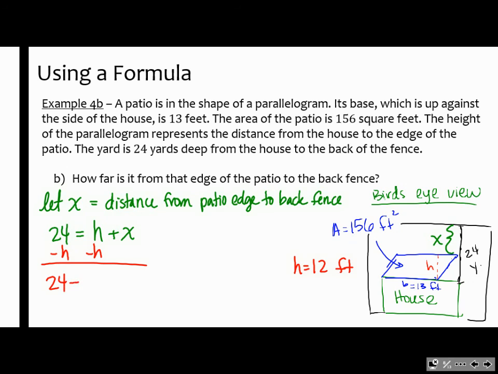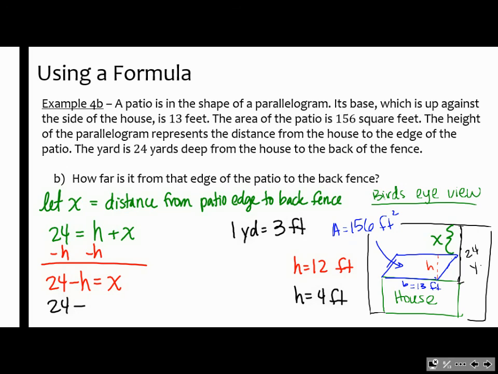So 24 subtract the height of the patio will give me the distance from the patio to the fence. And we'll make our substitution 24 minus, not 12. 24 is yards and 12 is feet. So there are, in 1 yard, 3. Is that right? Hold on. I'm going to look that up. Yes, that's right. All right, so if I want to know how many yards the height is, I'm going to simply divide by 3, so it's 4 yards.